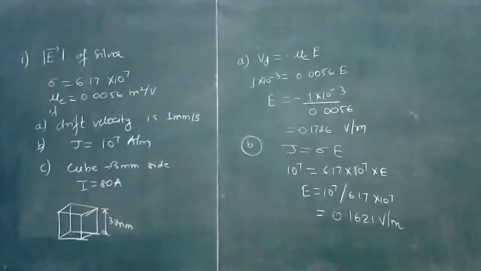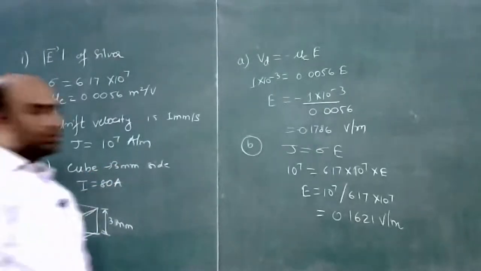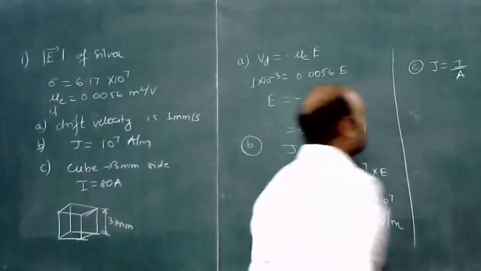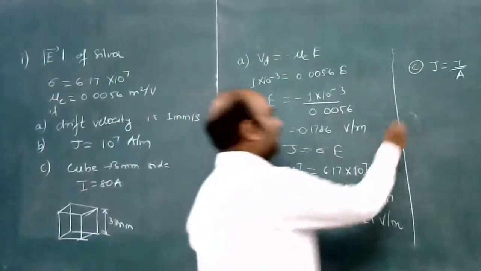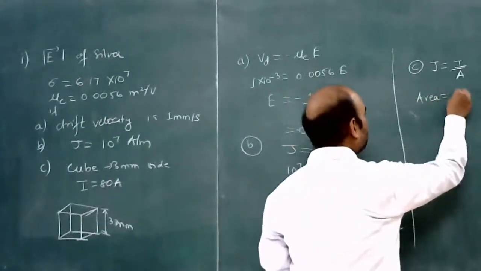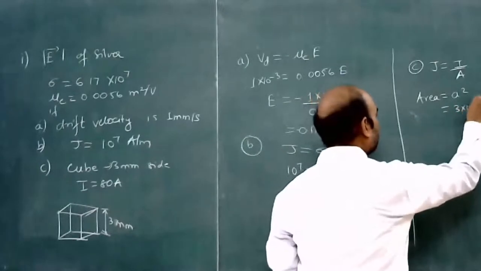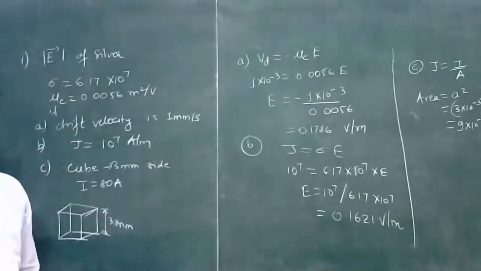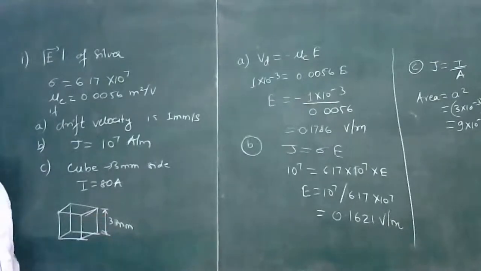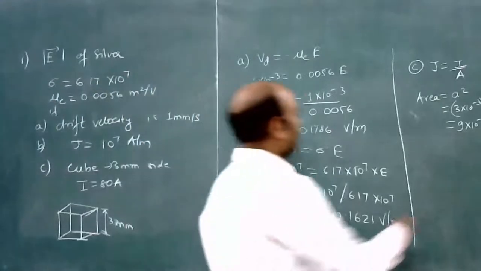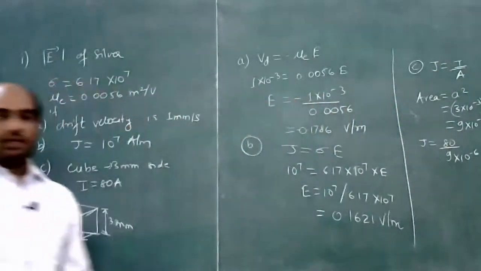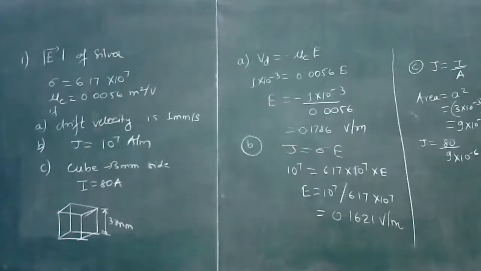Then the third part: a cube is given of 3 mm side and current is given. From here we can find the value of J. We know J is the current density, so this will be I upon area. The area of the cube face is a square, which is 3 into 10 to the power minus 3, squared, equal to 9 into 10 to the power minus 6. So J will be equal to 80 divided by 9 into 10 to the power minus 6.